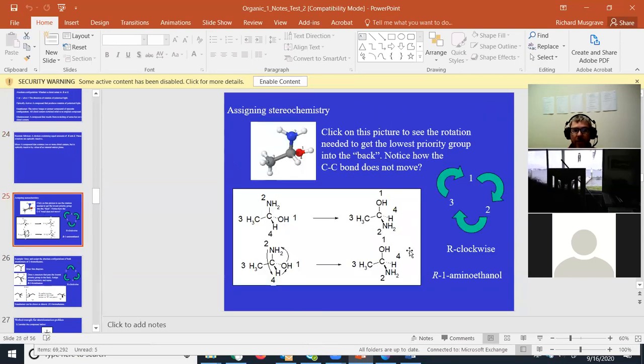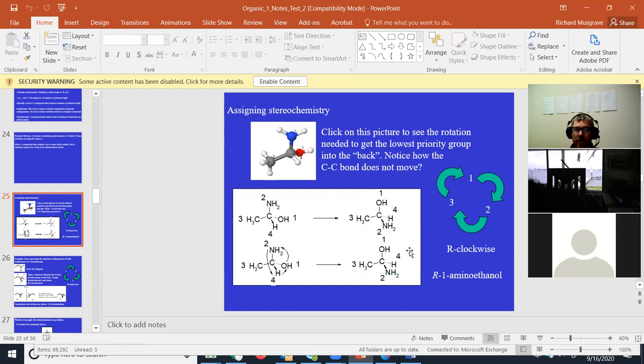So this is an example of how to assign stereochemistry, how to assign that R and S that I talked about. And it all comes back to that same rule that we talked about when we were doing the E and Z nomenclature, and we were talking about the priorities. And we do the priorities exactly the same way as we do the priorities with the E and Z.